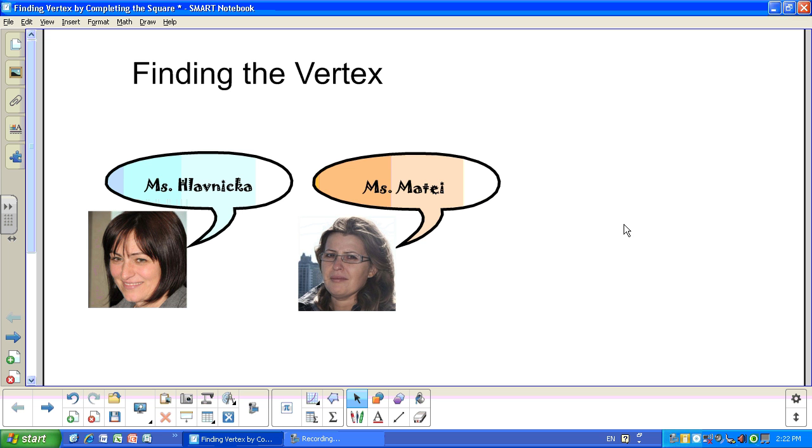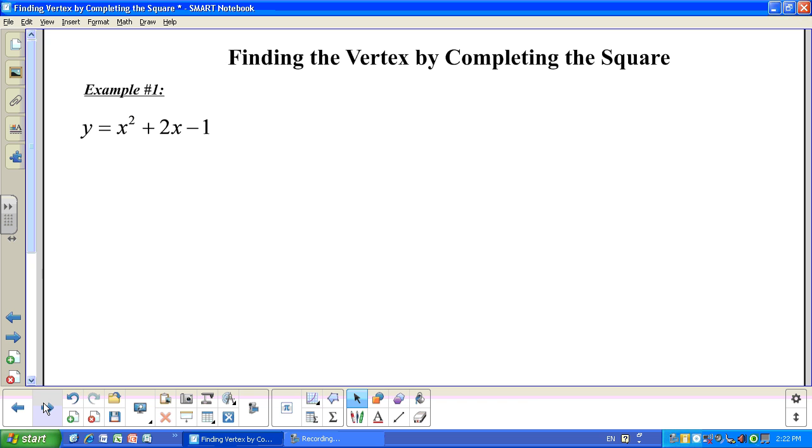Miss Matej, Miss Slavnika. We'll start talking about finding the vertex of a parabola, and we're going to do that on some particular examples. This is my first one: y equals x squared plus 2x minus 1. So tell me what I need to do, Miss Slavnika.